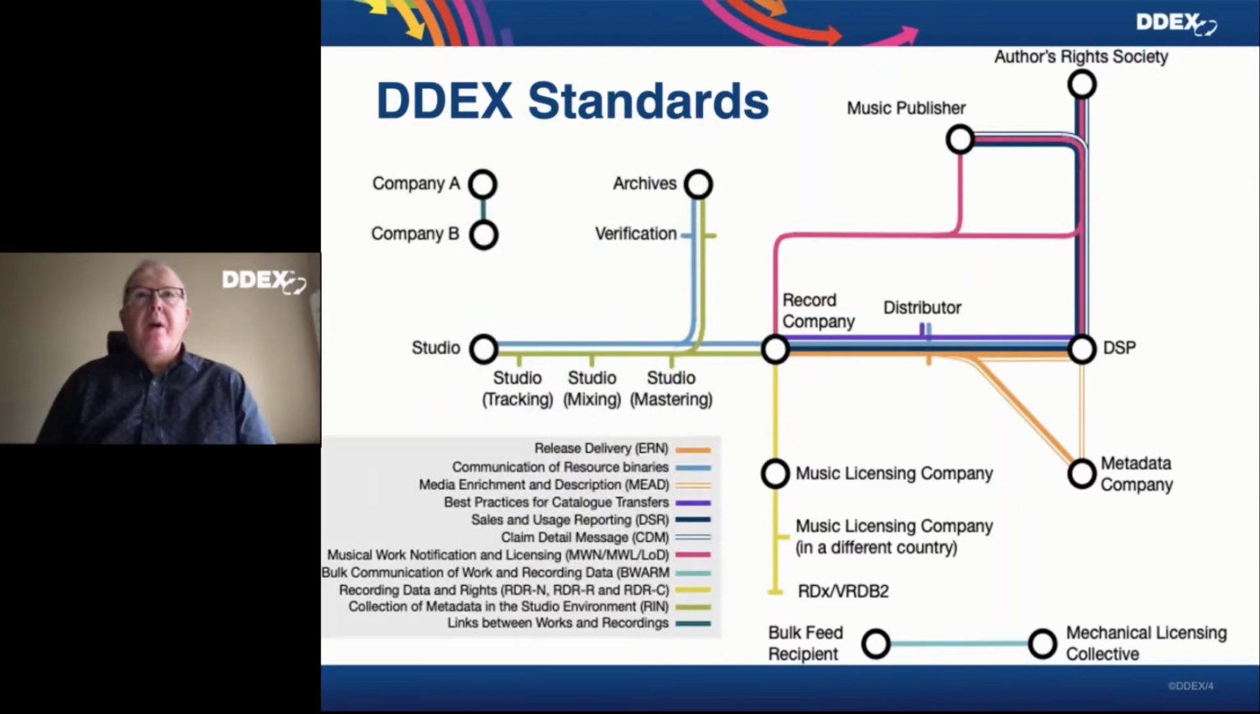So the gray box in the bottom left hand corner shows you the different types of standards that we have, and through looking at the rail track color, you can see who is likely to be using that standard to exchange data.